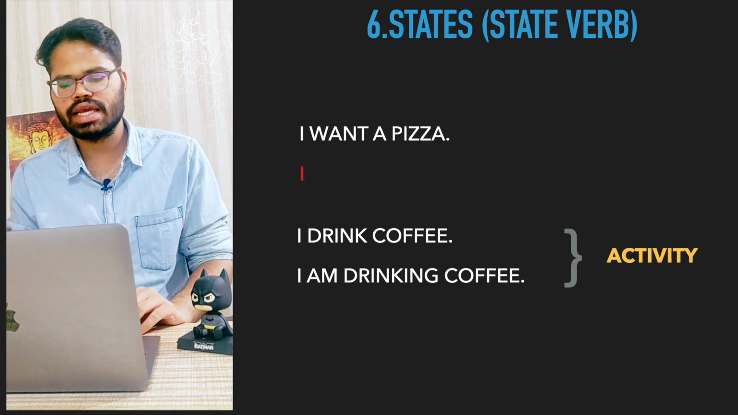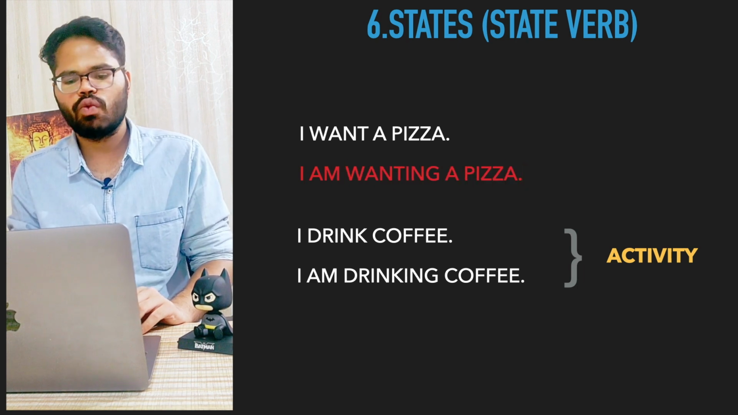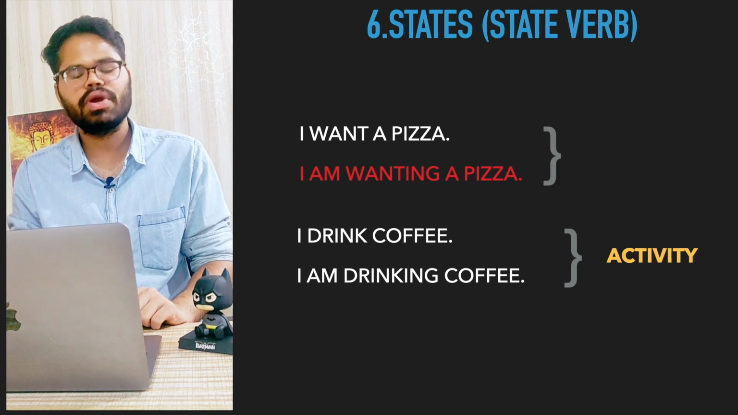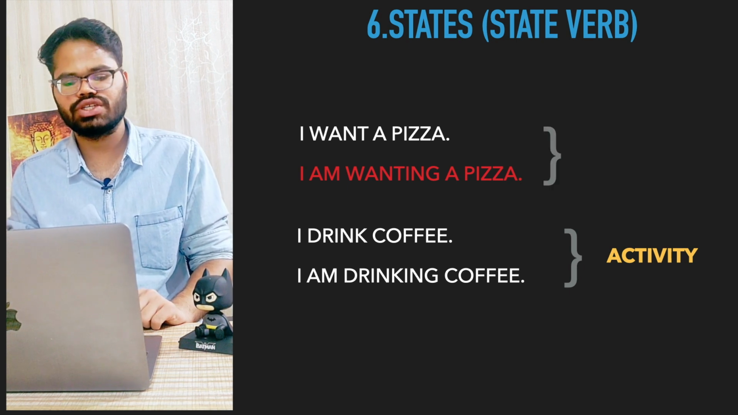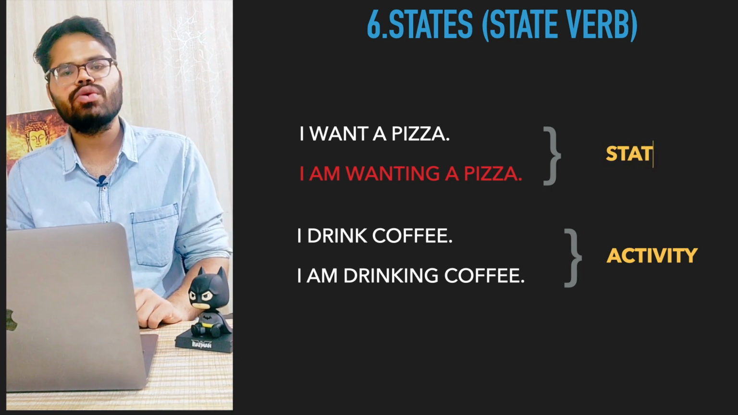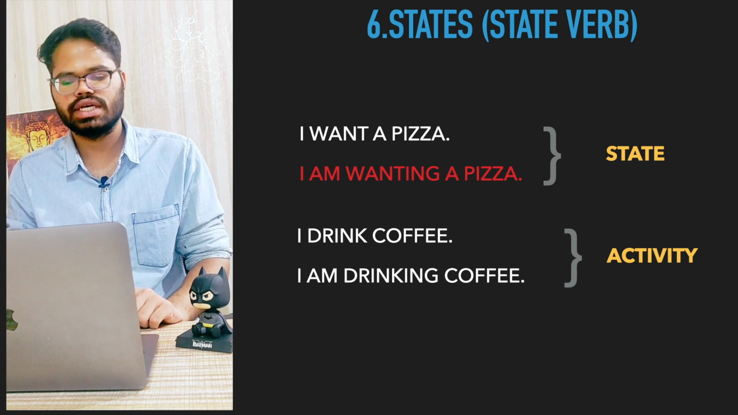But if I say I want a pizza, we don't start and finish wanting, and we can't do it continuously because it is not an action. So we can say that it is a state. We normally don't use state verbs in ing form or in continuous tense. We use them in simple present tense.